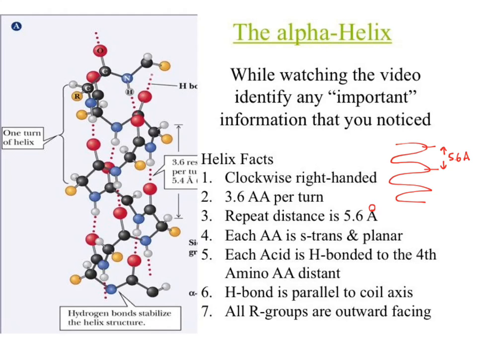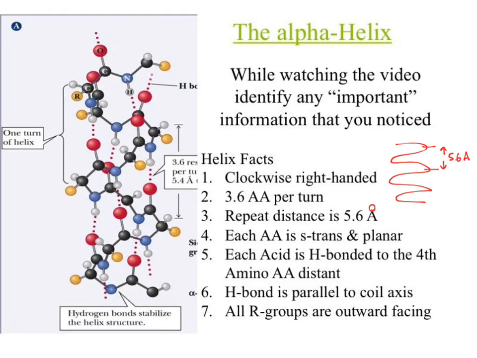And then, as that movie nicely showed, all our R groups face outwards. Why can't they face inwards? It's too tight. Our coil is wound way too tight. If we're going to do that, it's just not going to fit. I wouldn't be able to fit those amino acids in there. Are even the hydrophobic R groups sticking out? All R groups, period, in an alpha helix face outwards.